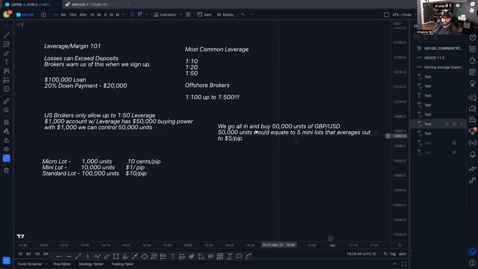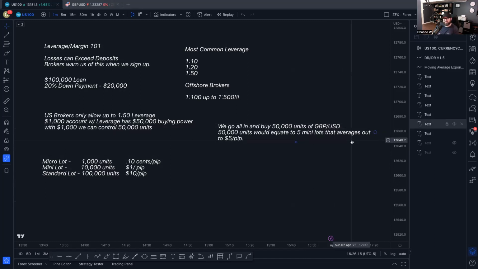But as this crazy guy that goes all in on GU using $1,000 of his full capital, his entire account balance, he has control of 5 mini lots. Well, how do we figure that? Well, 10,000 units is a mini lot. So we have 50,000 units, 10,000 times 5 is 50,000. So that's where we get five mini lots equals $5 per pip.